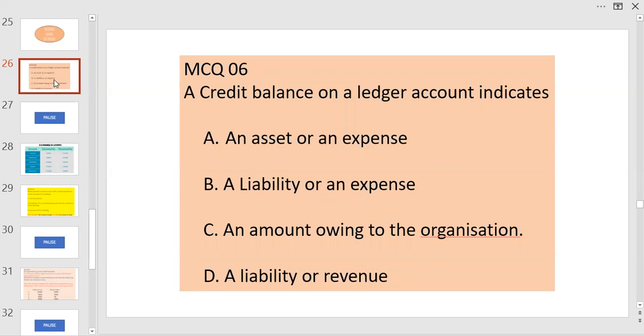A credit balance on a ledger account indicates: A, an asset or an expense; B, a liability or an expense; C, an amount owing to the organization; D, a liability or revenue.